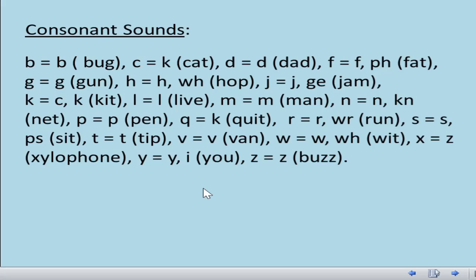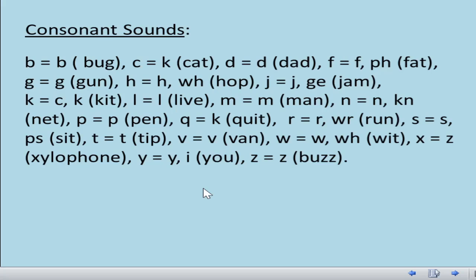F refers to F or PH, in Bangla for, fat. G refers to go, in Bangla go. Look at the example, gun. H refers to H in Bangla. It is pronounced like ho, hop. J refers to jo in Bangla, jam. K refers to C or K, in Bangla ko, kit.